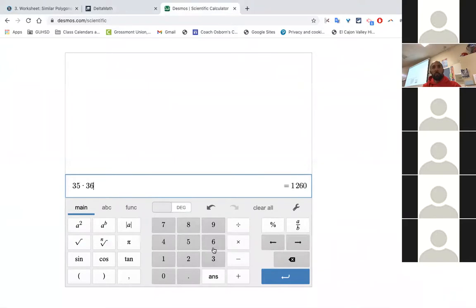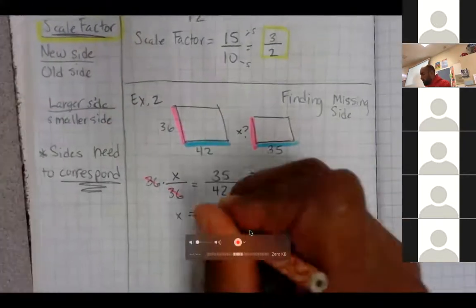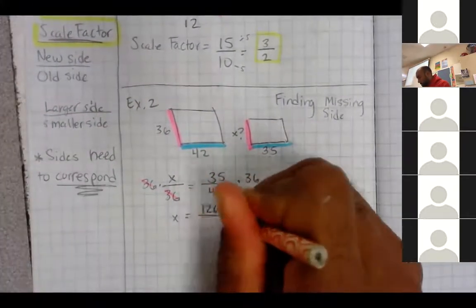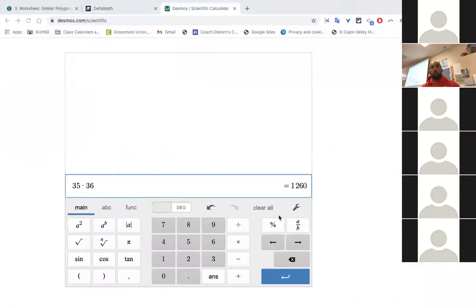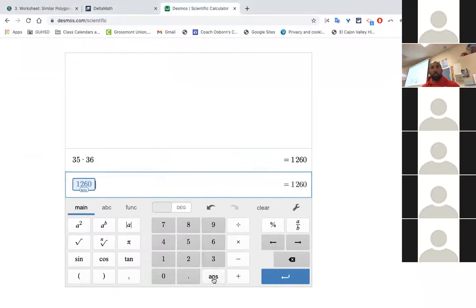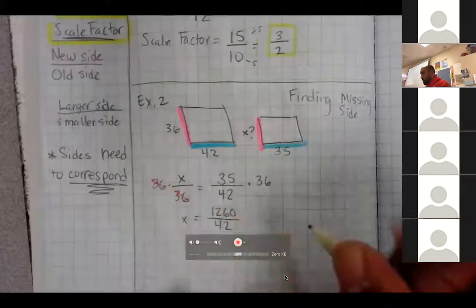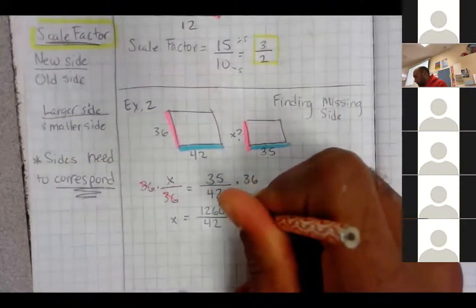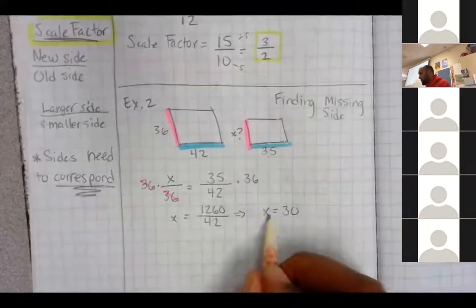35 times 36. Oops. It's 1260. And then I will divide by 42. So I'll use that answer feature down here. So we'll go answer divided by 42. 30. So x equals 30. So the missing side equals 30.